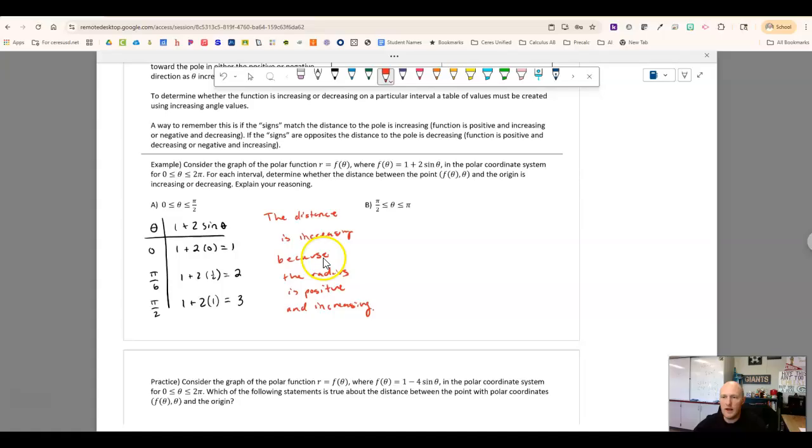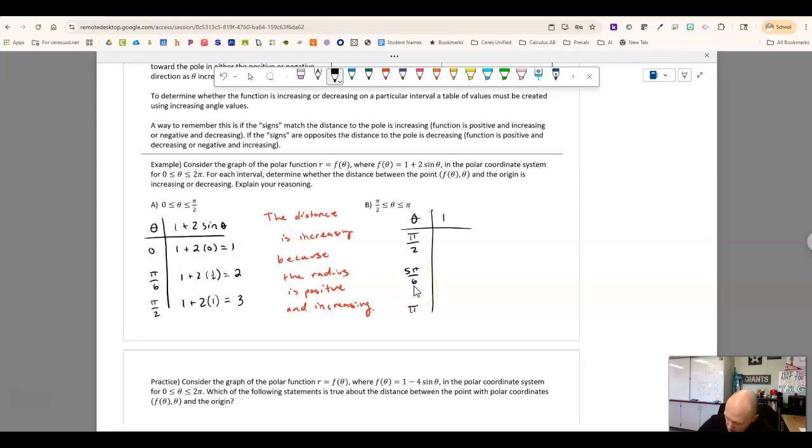Okay, well, how about on a different interval? What if I looked now on pi halves to pi? Again, I have my quadrantal angles that are given in my restricted domain, but what I'm going to choose is another angle. Again, since it's a sine function, I'm going to choose a pi over 6 angle in this quadrant, which would be 5 pi over 6.